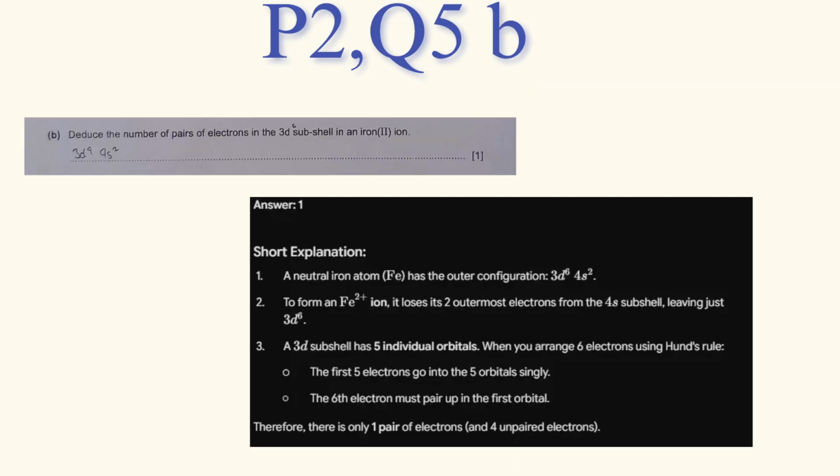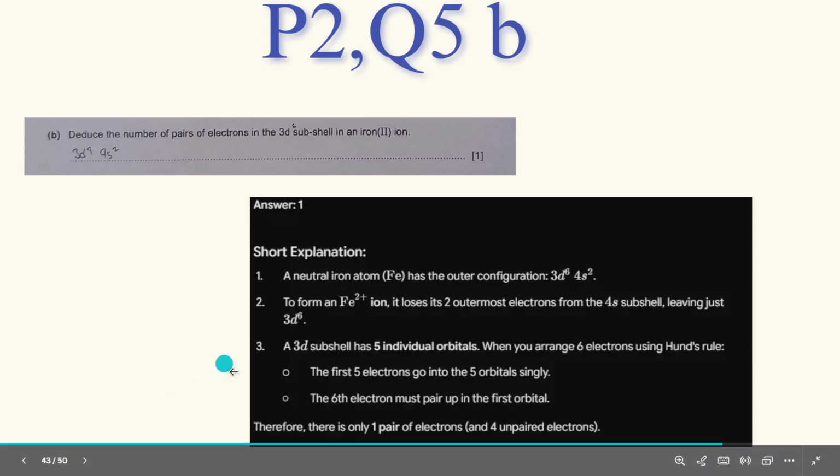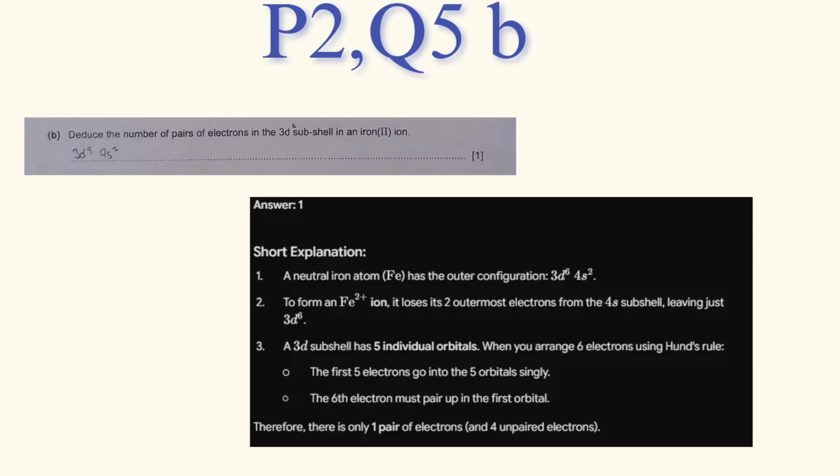Now we move to part b. That is the number of paired electrons in the 3d subshell in an iron 2+ ion.